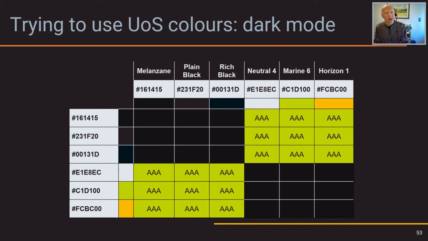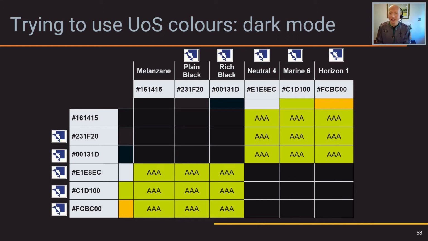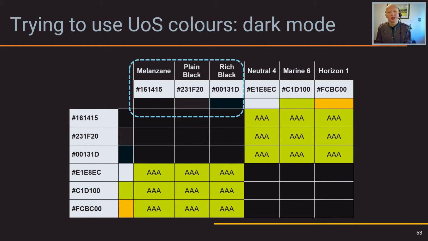Picking colors from the University of Southampton palette for dark mode, I settled on these: plain black for background, Neutral 4 for text, Marine 6 for focus indicators and hover states, and Horizon 1 for links. Now, of course, all of these are at AAA levels of contrast. I used the university colors because I'm still building my understanding of color combinations that work well.